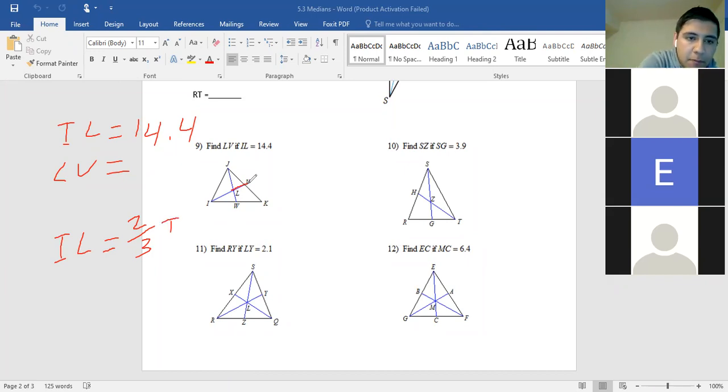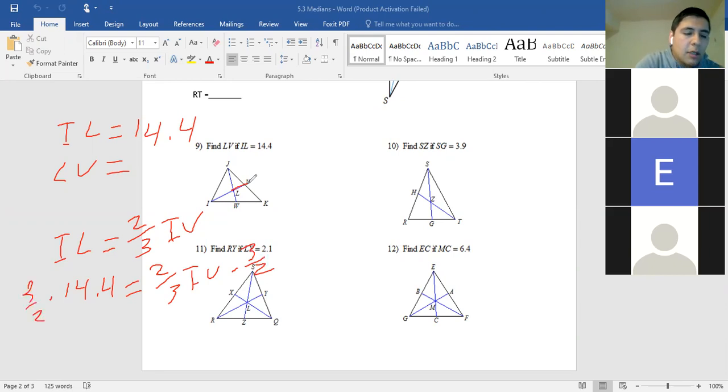Good, good. So again, we know that IL is 14.4, right? So we're just gonna solve it again like we just did up there. We multiply both sides by 3/2. So that should be 14.4 times 3 divided by 2, which is 21.6. So the entire thing is 21.6.